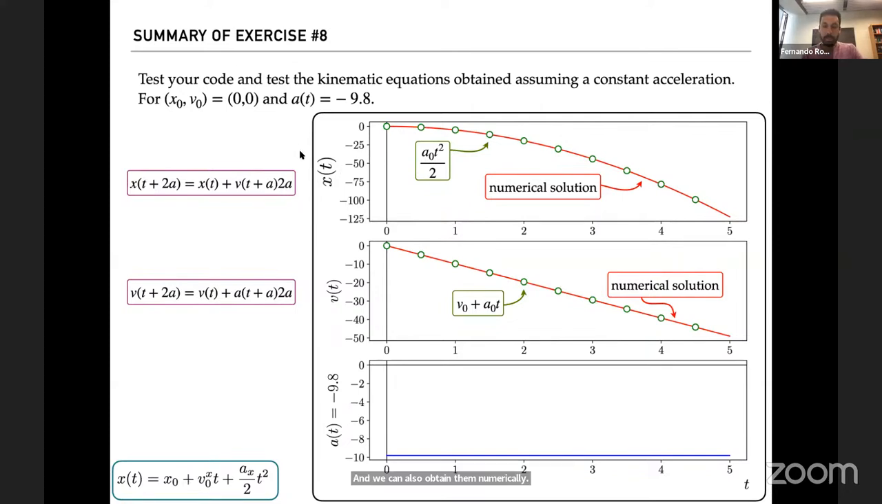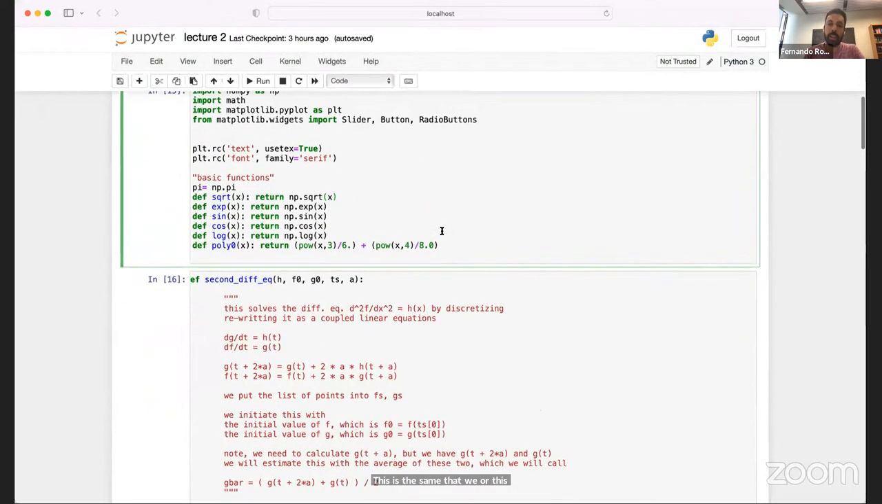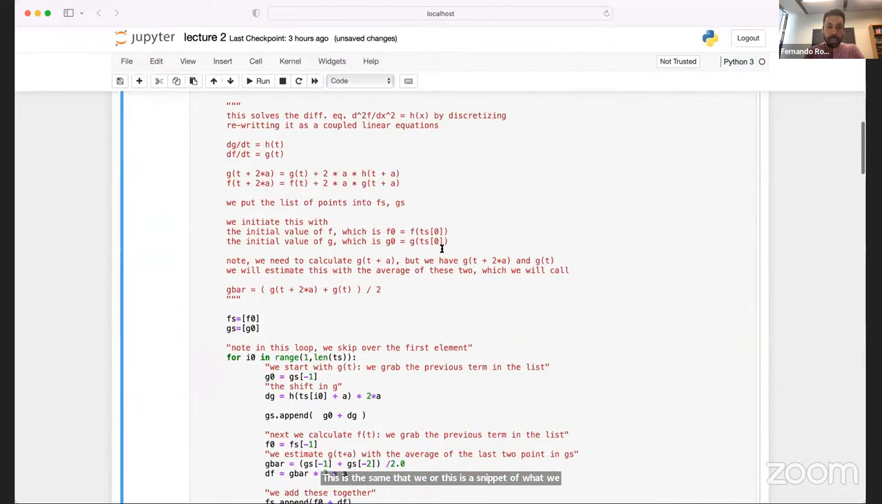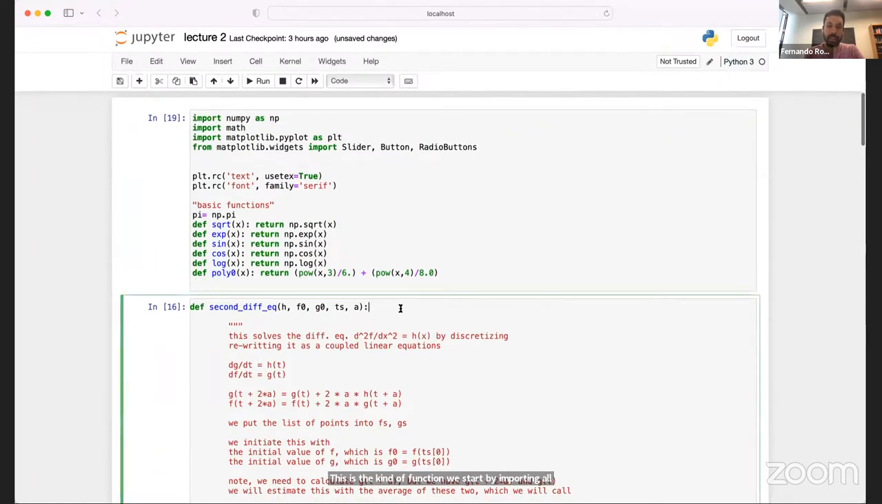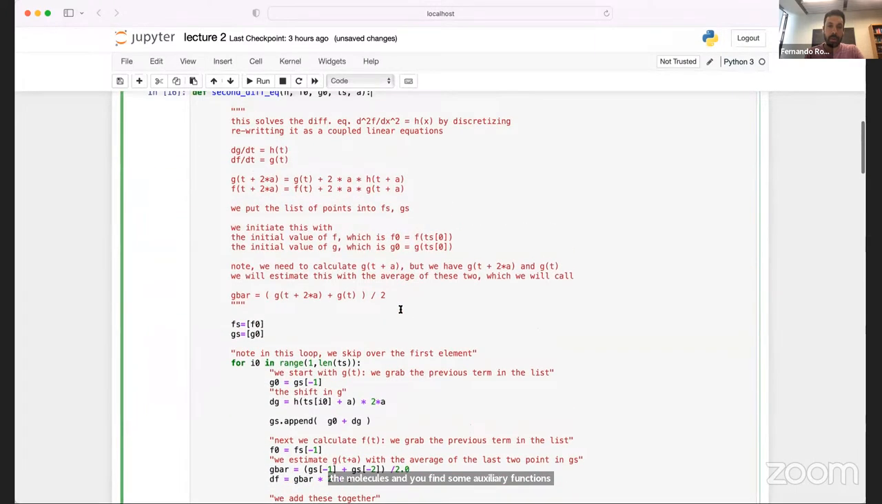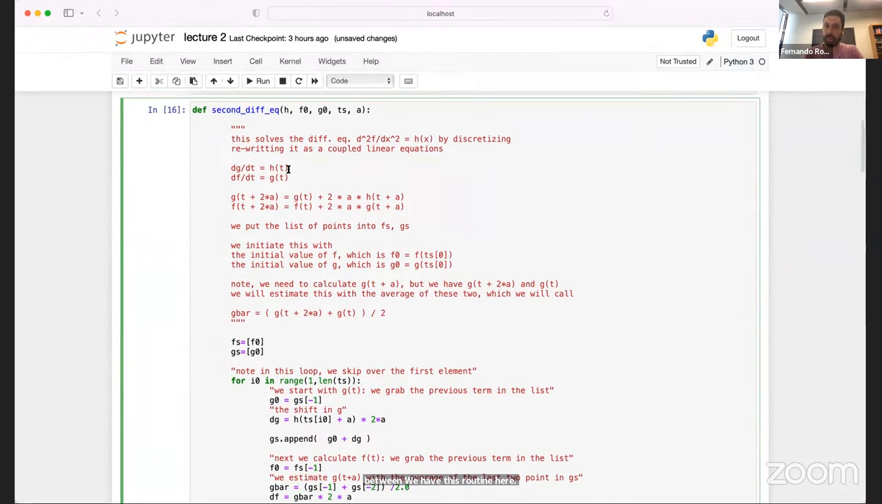Before moving on, let's go back to a Jupyter notebook. This is a snippet of what we saw the other day. We start by importing all the modules and defining some auxiliary functions that we need. We have this routine here, the second order differential equation, which solves the differential equations in this recursive way.